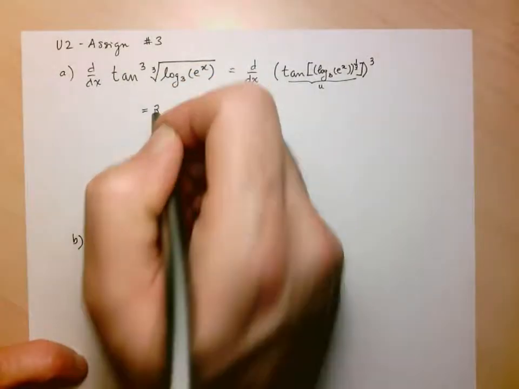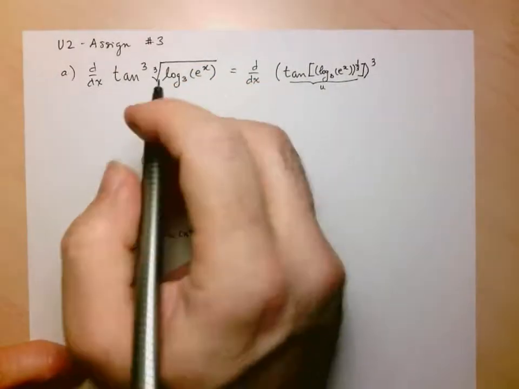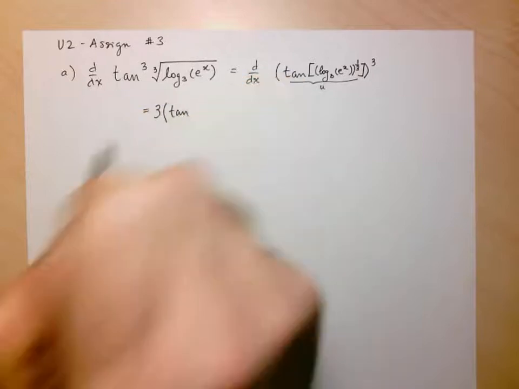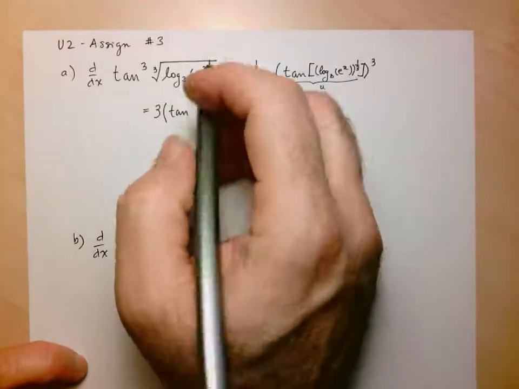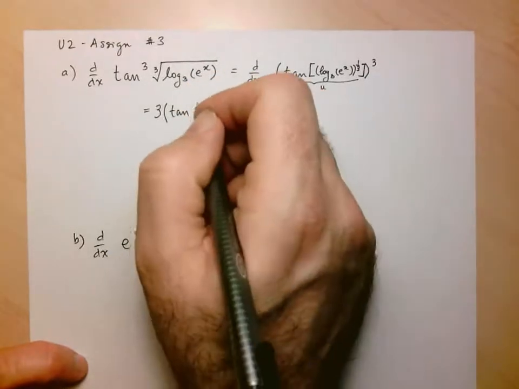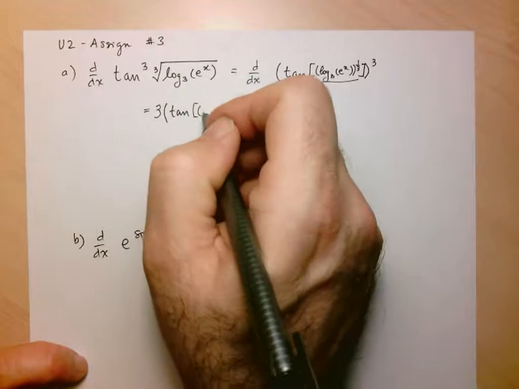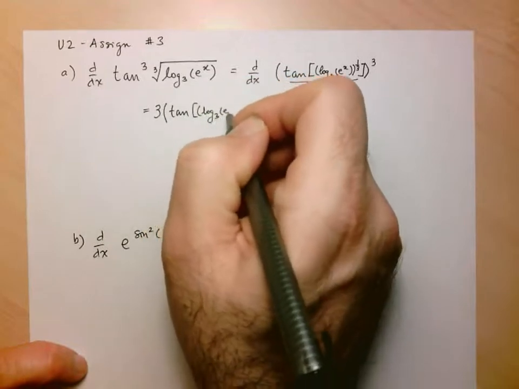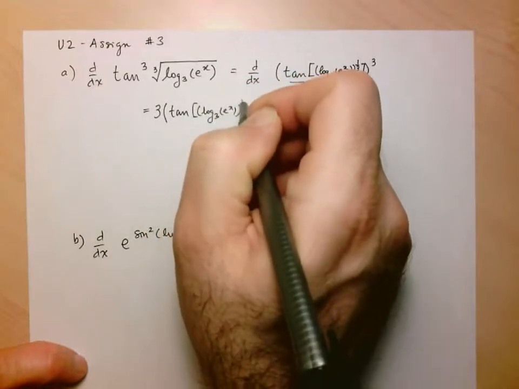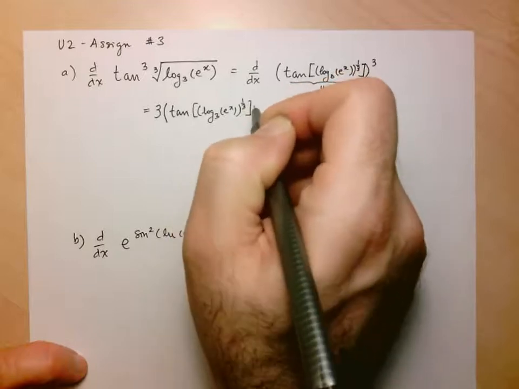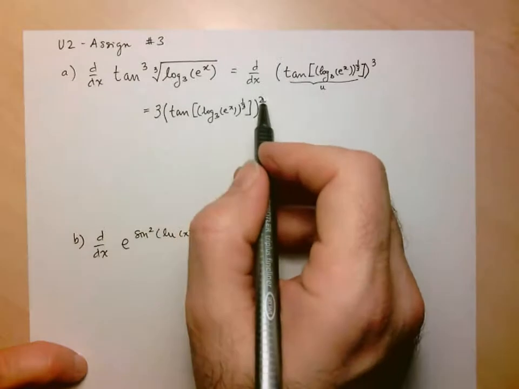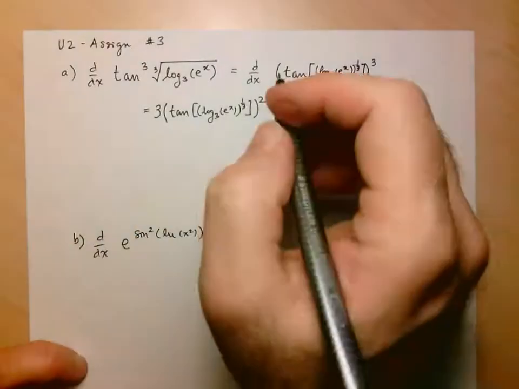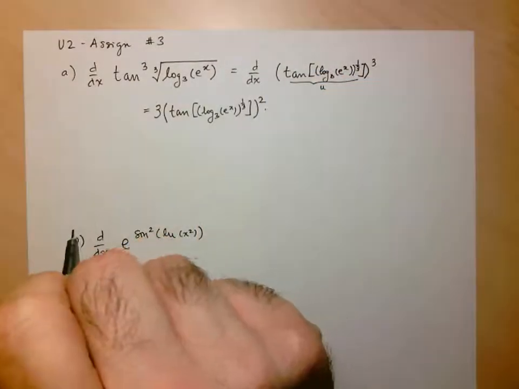So it's just 3 times this whole expression, tan of log base 3 of e to the x, all to the 1/3. There you go, and this is going to be squared, so 3u squared. Okay, and now I multiply that by the derivative of the inside function.